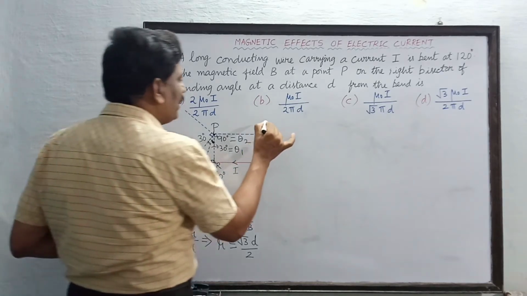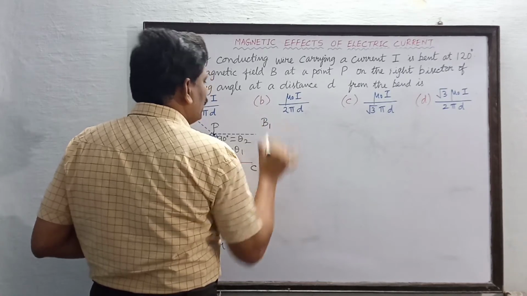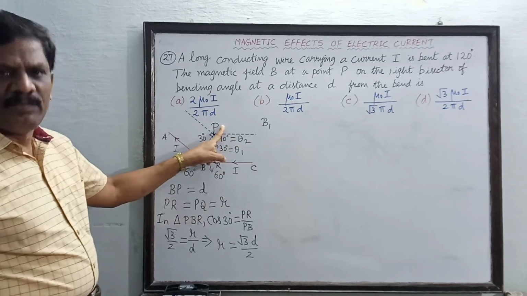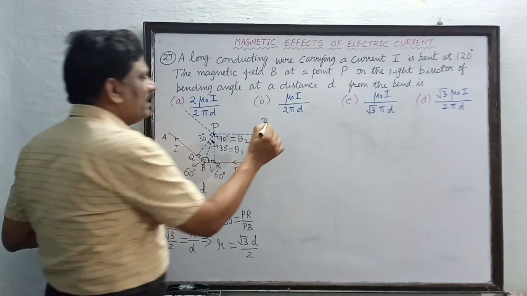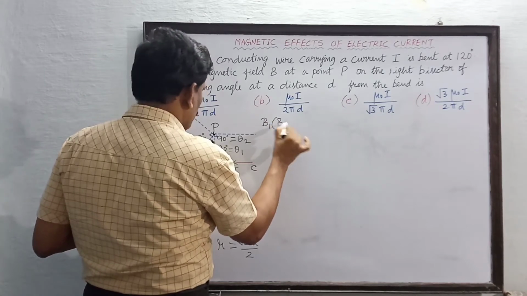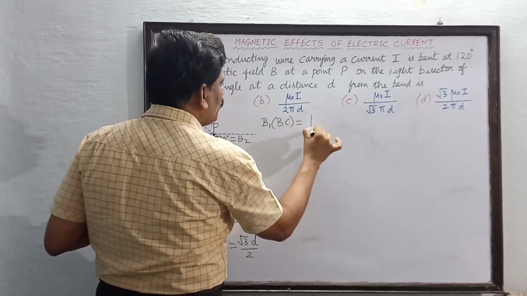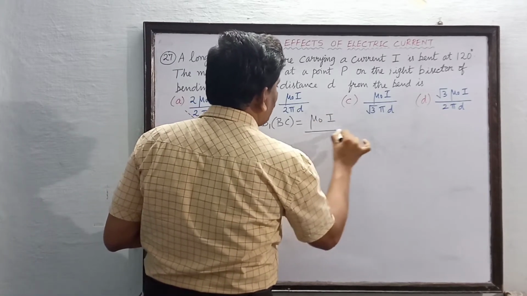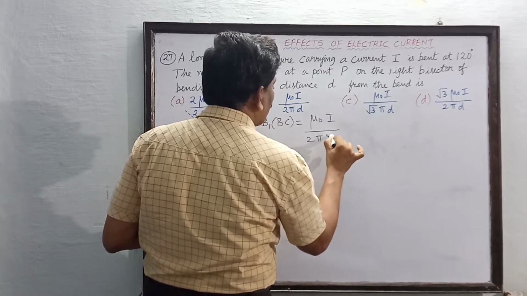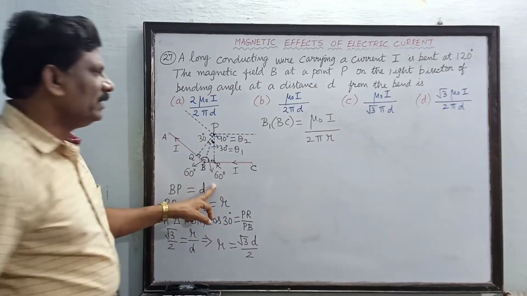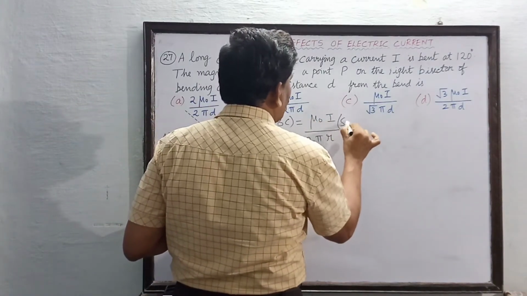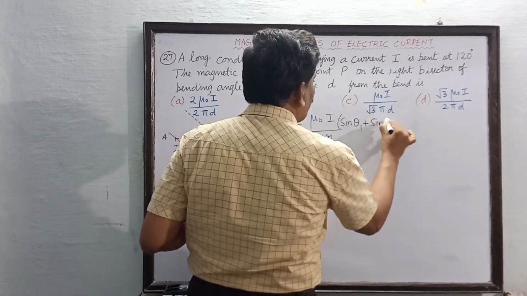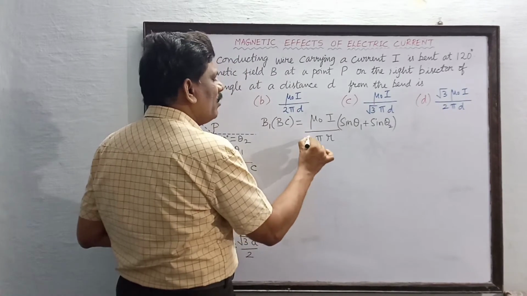Therefore, the magnetic field B1 due to the first portion BC. B1 is the magnetic field at the point P due to the portion BC. This is equal to mu naught into the current I divided by 2 pi into the perpendicular distance r into sin theta 1 plus sin theta 2. Actually, this term should be 4 pi r.